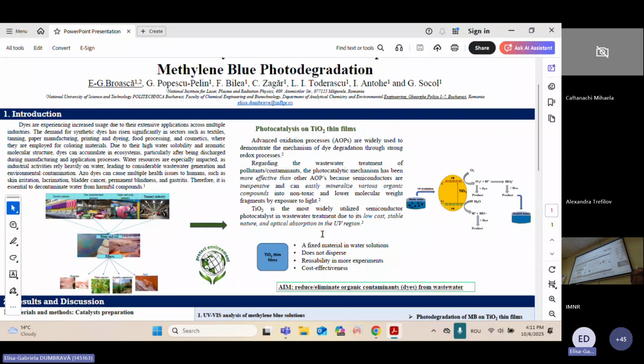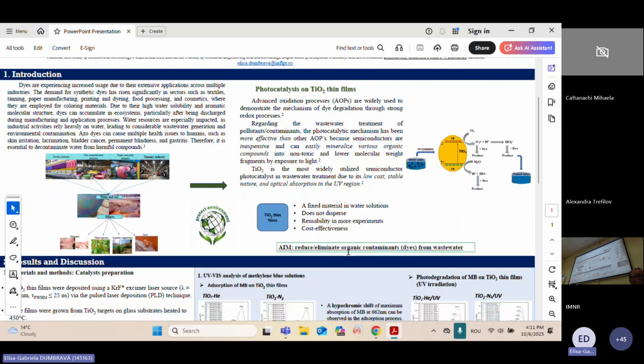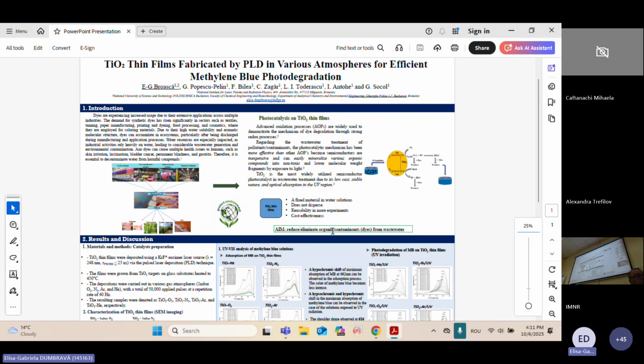Titanium dioxide is the most widely used semiconductor photocatalyst in wastewater treatment due to its low cost, stable nature, and optical absorption in the UV region. The advantages of using titanium dioxide in films in photodegradation reactions are that it is a fixed material in water solution, does not disperse, is reusable over multiple experiments, and is cost-effective.